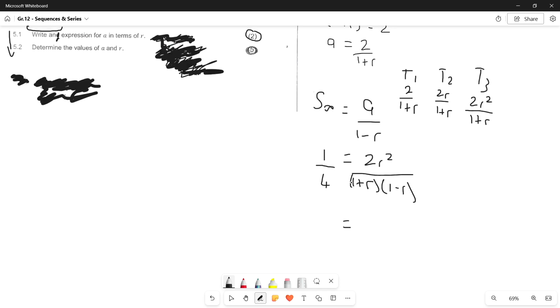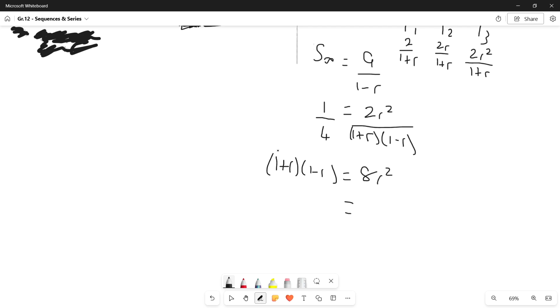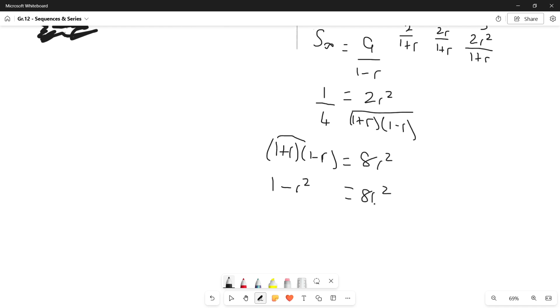Because from there, we can then go ahead and cross multiply. 4 multiplied by 2 is 8R squared. 1 by itself is 1. And then we have our 2 brackets up top. From here, we can then go ahead and FOIL things. So 1 multiplied by 1 is 1. 1 multiplied by -R is -R. R multiplied by 1 is positive R. Those two guys will cancel. And then positive R multiplied by -R is -R squared. So this equals 8R squared.